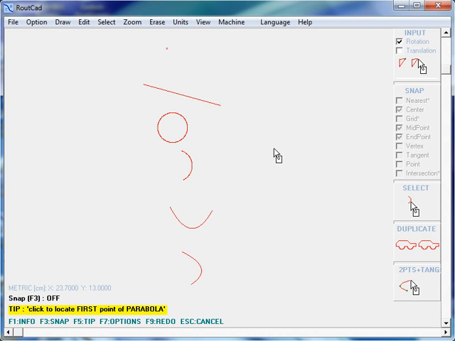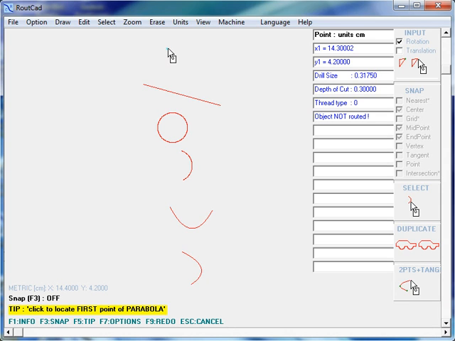In this quick start video, I will show you how to use the object properties in RoutCad. We have drawn a few objects on the canvas: a point, a line, a full circle, an arc, a vertical parabola, and a horizontal parabola. To access the object properties, we put the cursor on the object and we click the middle mouse button. We can see that the current object is a point.